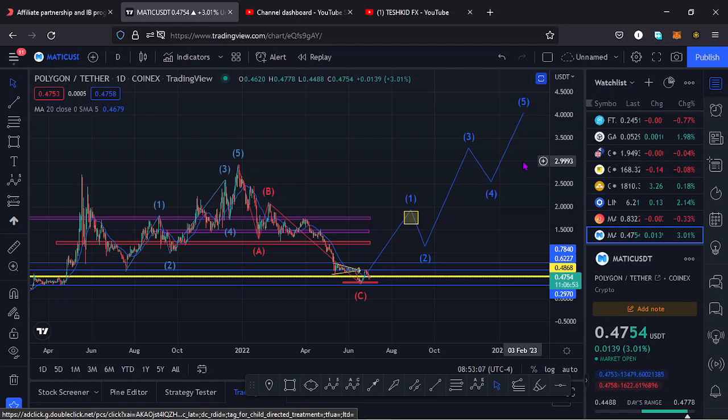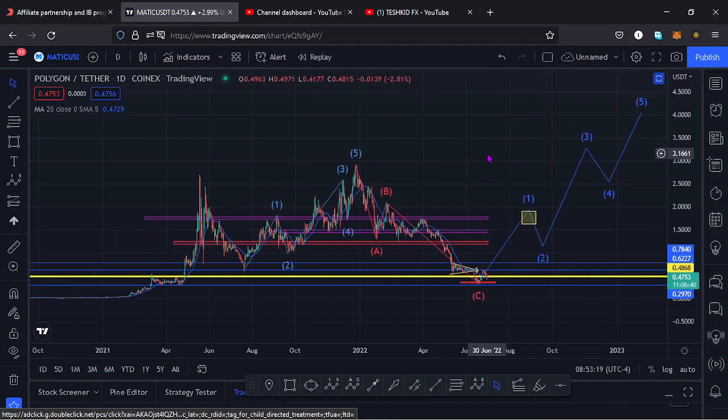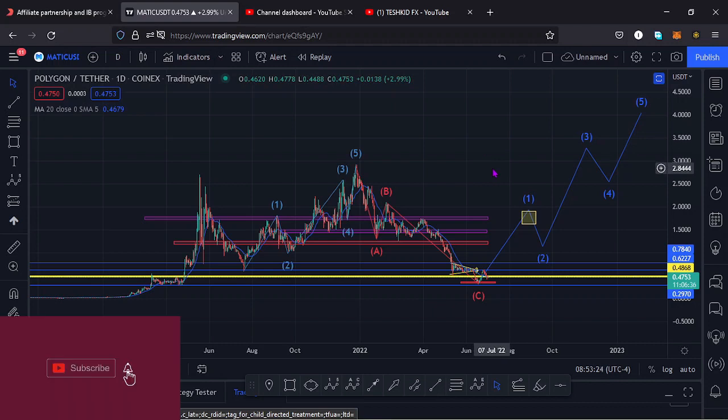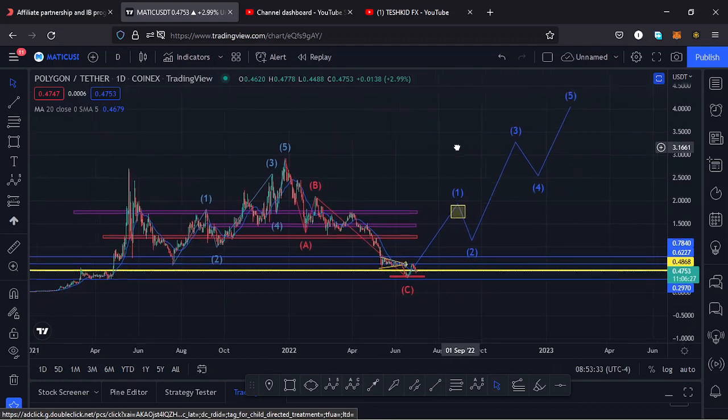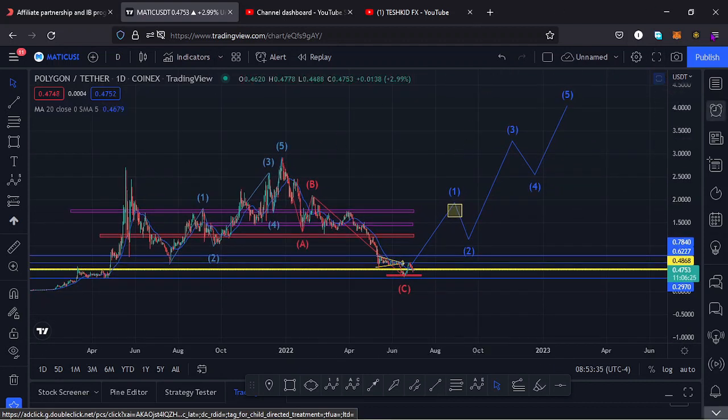Polygon Matic, whose current price stands at the $0.4754 mark, and here on TradingView the market is up by 3%. And in this video I want to give the key scenarios that can play out, and I'll be basing my analysis on the Elliott waves and the Fibonacci's. So if you're interested in such content, make sure that you stick around till the end of this video, and I'll kickstart the video by giving a brief of what has been happening on this chart.